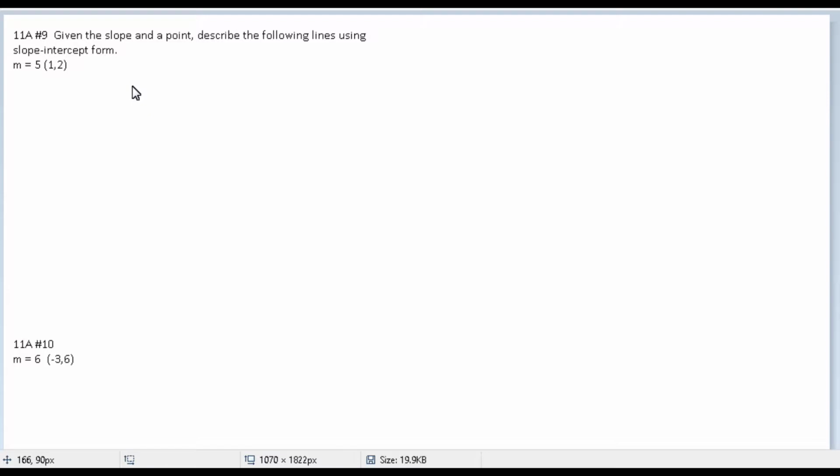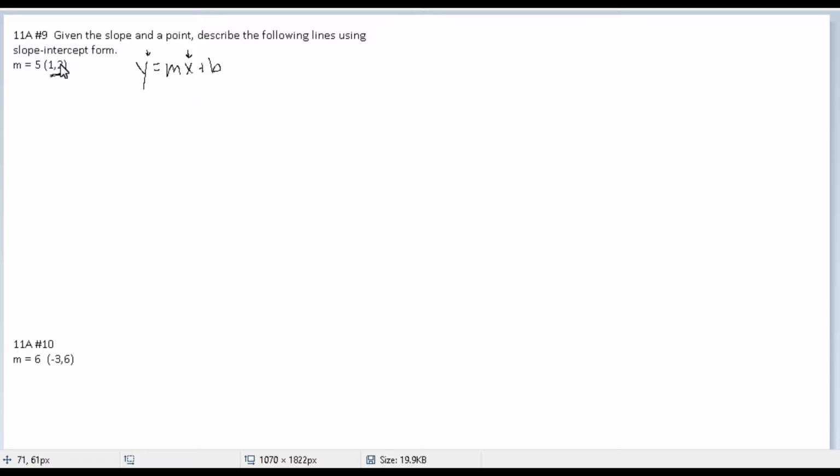Alright, the first one says, given the slope and a point, describe the following lines using slope-intercept form. So we're already given our m, and now we really need to find our b. And the best way to do that, without having to graph it, is remember that y equals mx plus b. And this x and this y can be any point on the line. So we can use these points right here and just plug in what we know and solve for b.